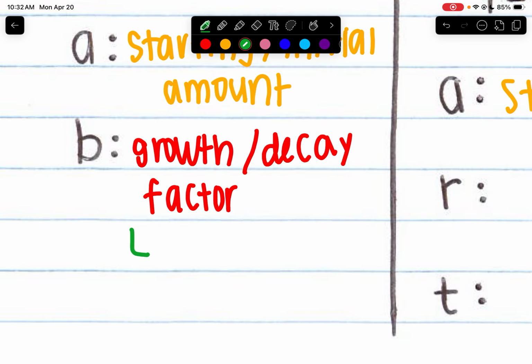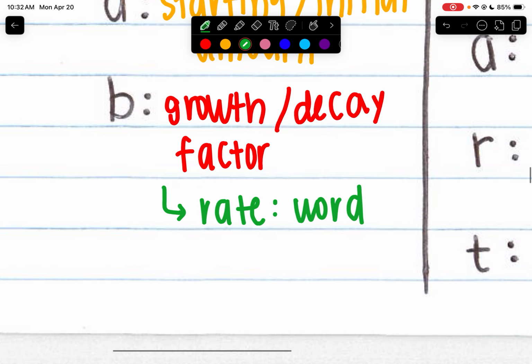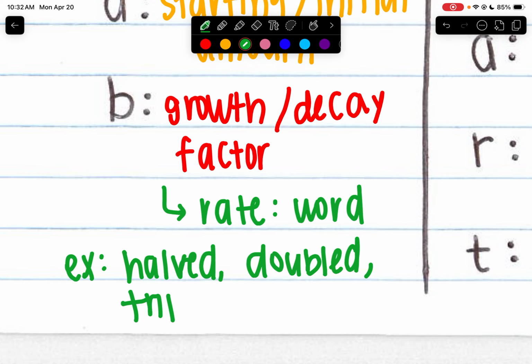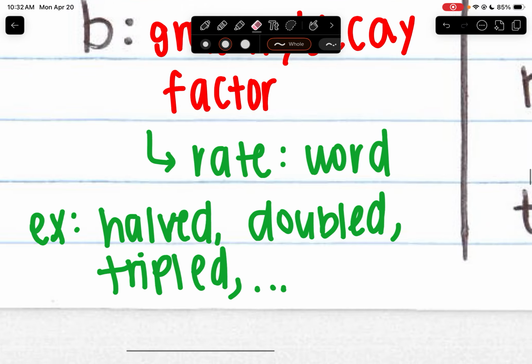If I can change the color. And when the rate is given to you, it's given to you as a word, not as a percentage. So examples of that could be halved, doubled, tripled, etc., right? So I can move on and on and on. You can say doubling, you can say triples, any of that stuff is fine. Actually, I'll put triples just so we have some differences there.